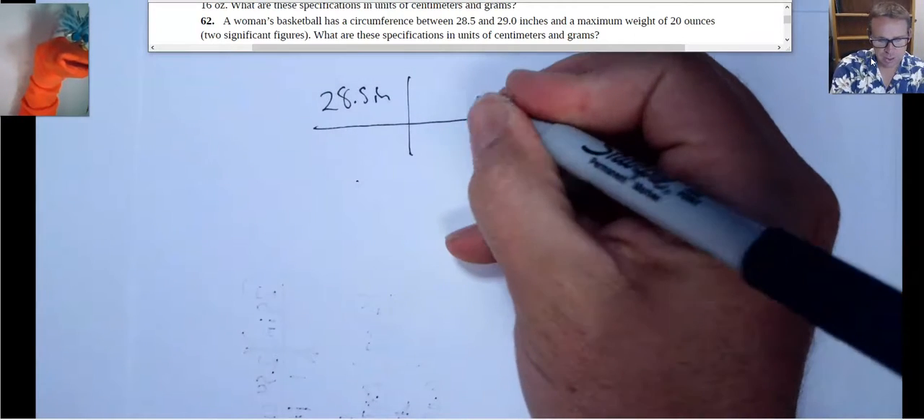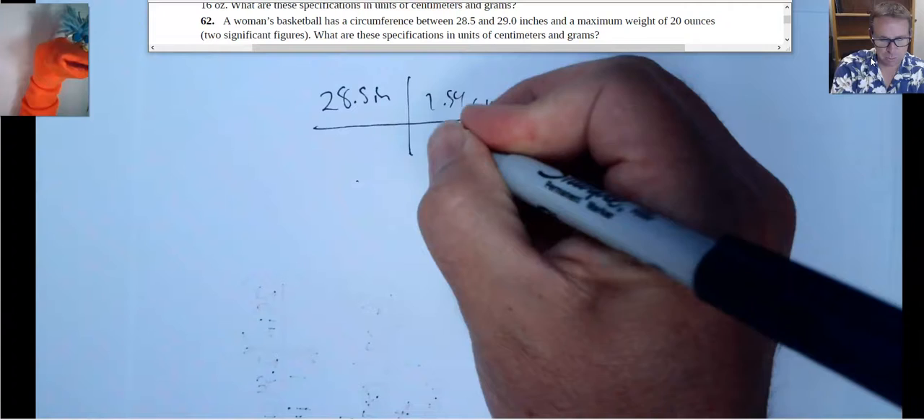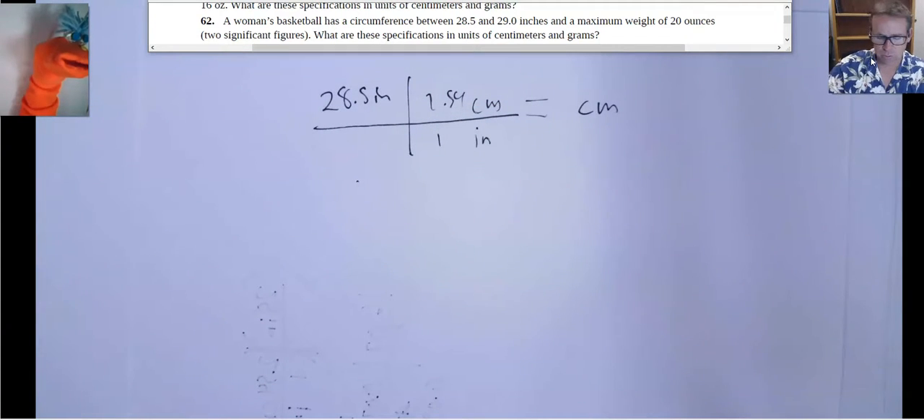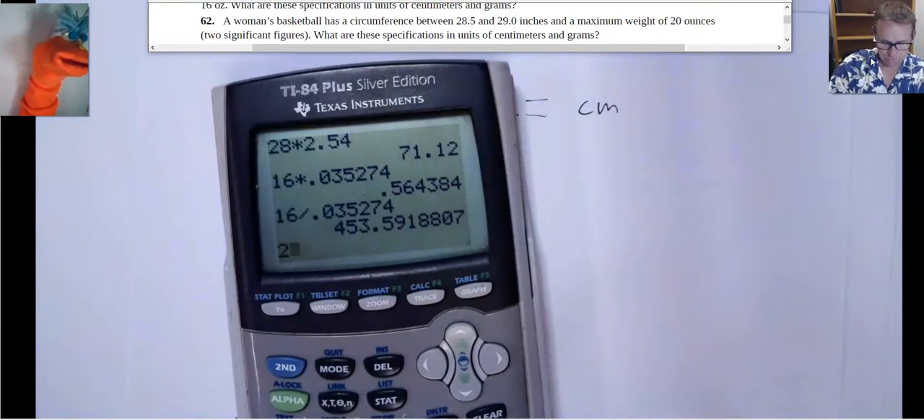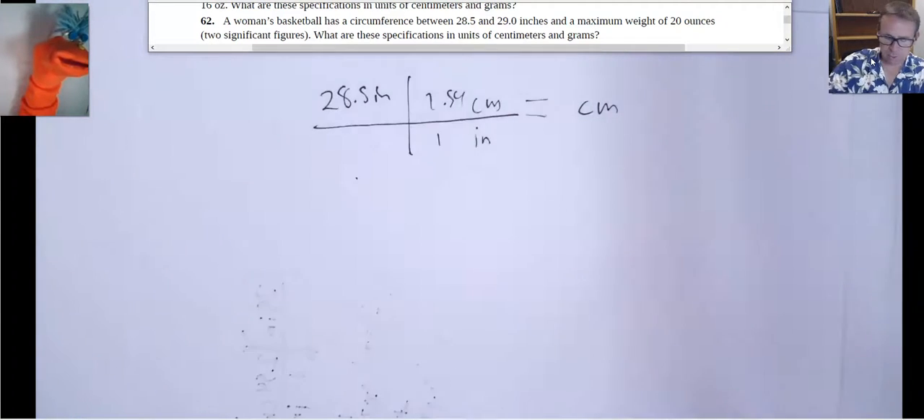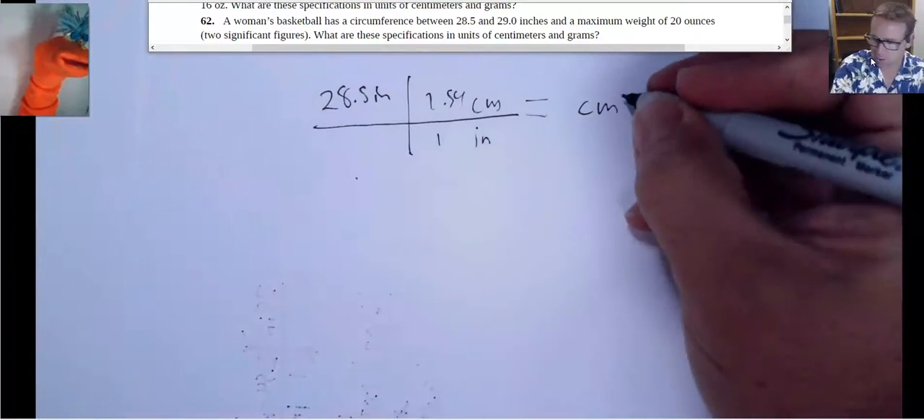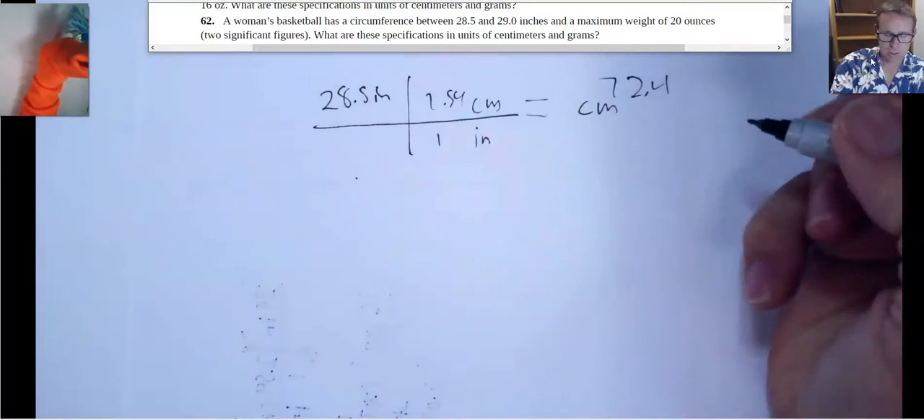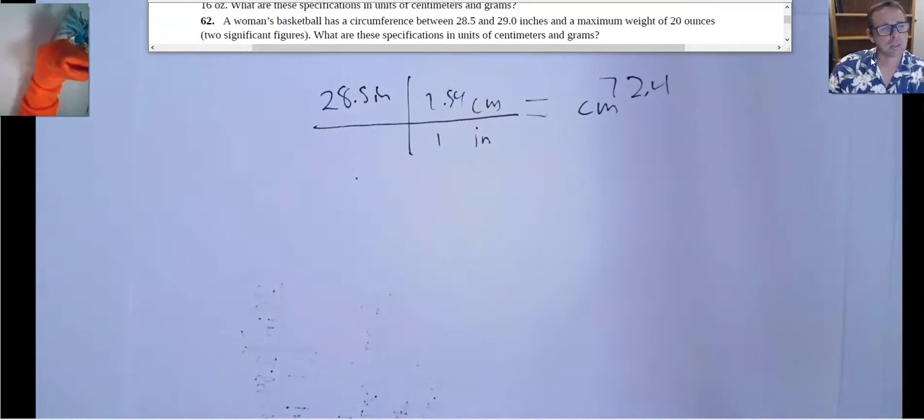28.5 inches, and then centimeters: 2.54 centimeters for every 1 inch. So 28.5 times 2.54, right? That's our 72.39, 3 significant digits, 72.4 centimeters. All right, where are we going now?